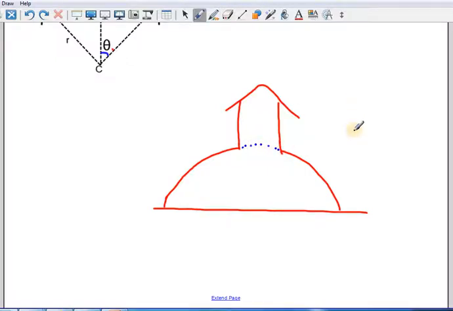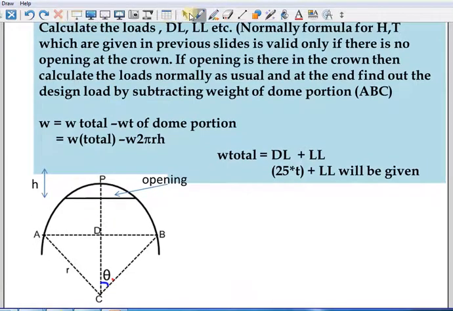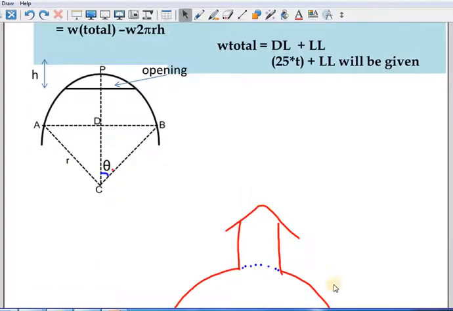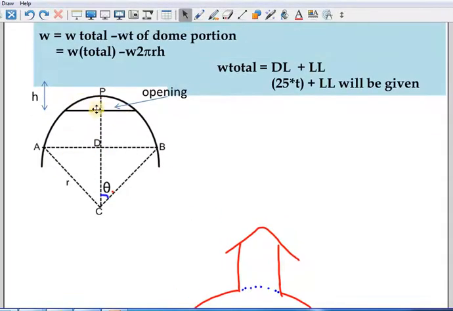They will remove it. Okay, in this case we cannot use this formula. What we do is we assume that there is no opening here and find out the load coming on this. Later, from the final load we got, we will deduct the load of this small portion. For example, if there is an opening here, we will find out the load as it is, assuming that there is no opening here.